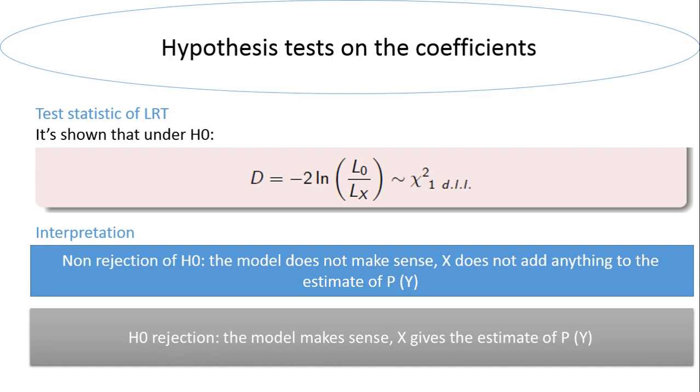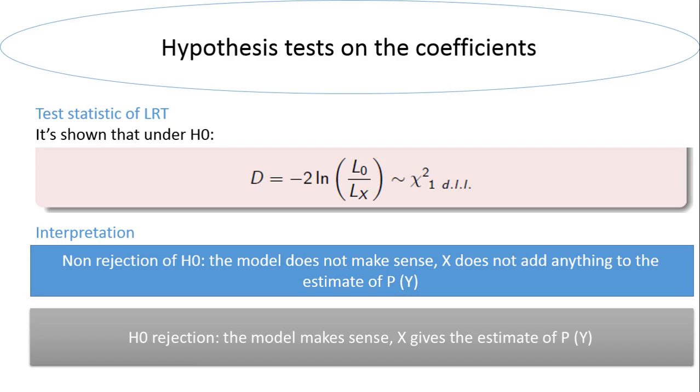in case of non-rejection of H0, the model does not make sense. It does not make sense to estimate the probability of y. So the model doesn't make sense. That means that we are wrong in supposing that the logit of our probability is a linear combination of our explanatory variables.